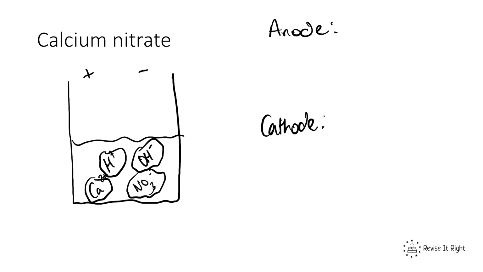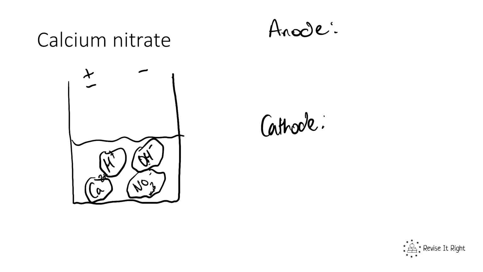So you can see here we've got the calcium ions, they're positive because it's a metal, and then we've got the H plus ions from the water, and then we've got the nitrate ions which are non-metal and therefore negative, and we've got the OH minus ions as well. So we first need to decide which is going to be produced at the positive anode. Is it going to be OH minus or oxygen, or is it going to be the NO3 minus, so the nitrate? Okay, so the rule is if it's a halogen, then it will be the halogen.